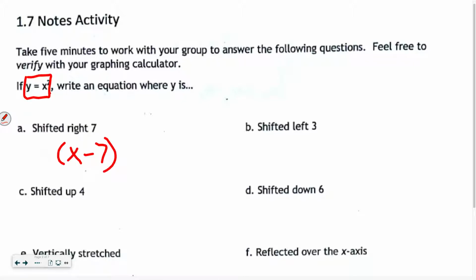Excellent. X minus 7. I always say sometimes like quantity squared. When I say quantity, I mean parentheses. Excellent. I'm going to put a y equals in front, but that's fine. Andrew, what did you guys say for B? I got y equals parentheses x plus 3 parentheses squared.